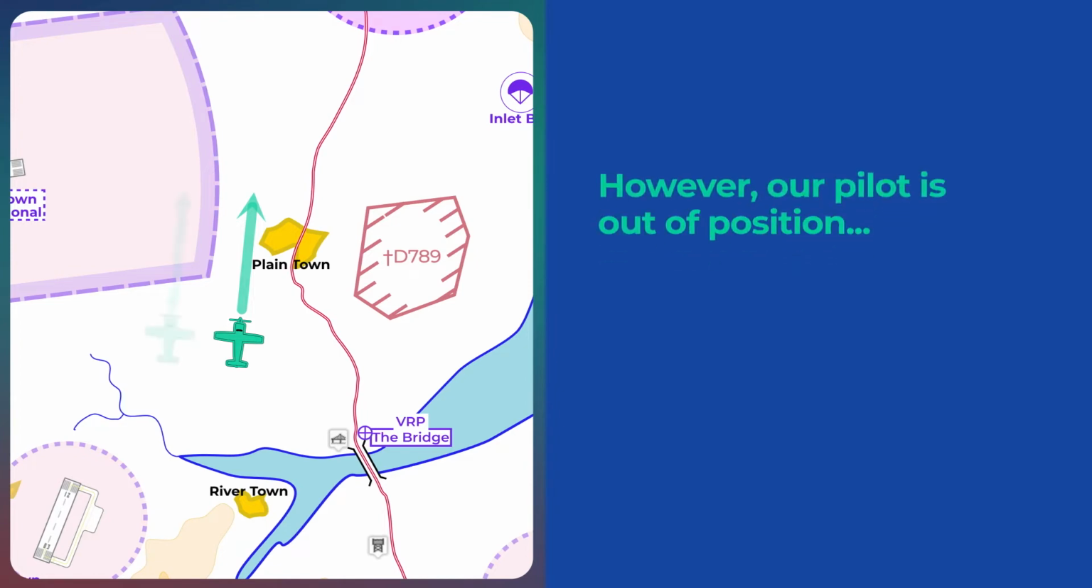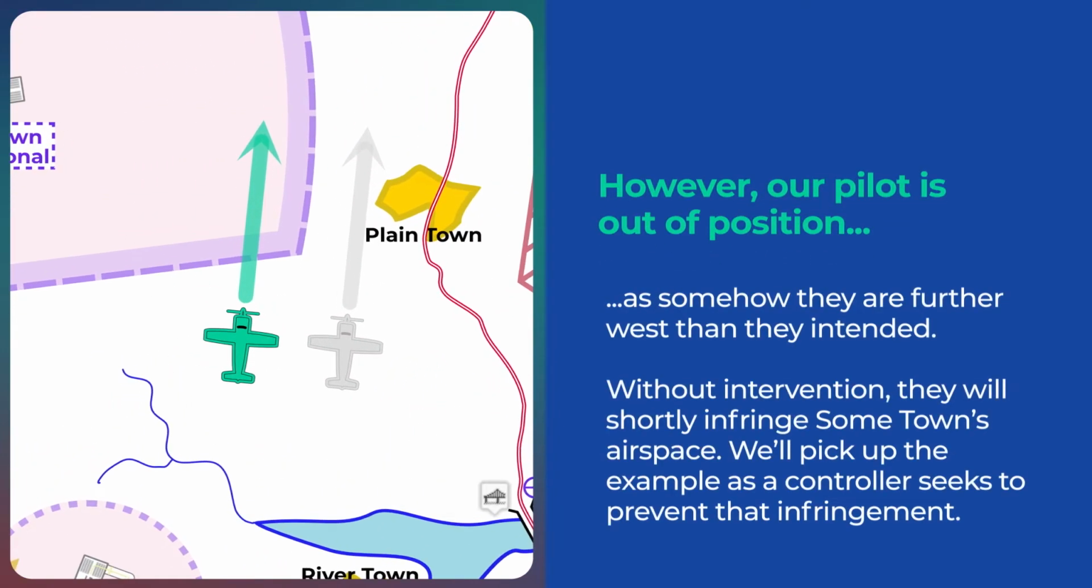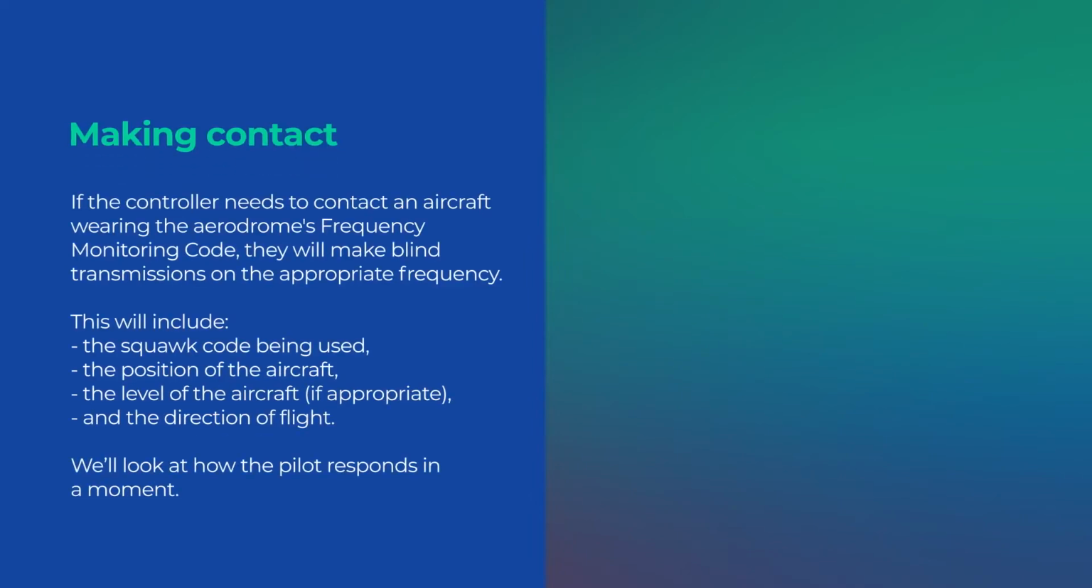However, our pilot is out of position. Somehow they are further west than they intended. Without intervention, they will shortly infringe some town's airspace. We'll pick up the example as the controller on duty seeks to prevent that infringement. The controller needs to contact the aircraft and notes that it is wearing the aerodrome's frequency monitoring code. Therefore the controller will make blind transmissions on the appropriate frequency.